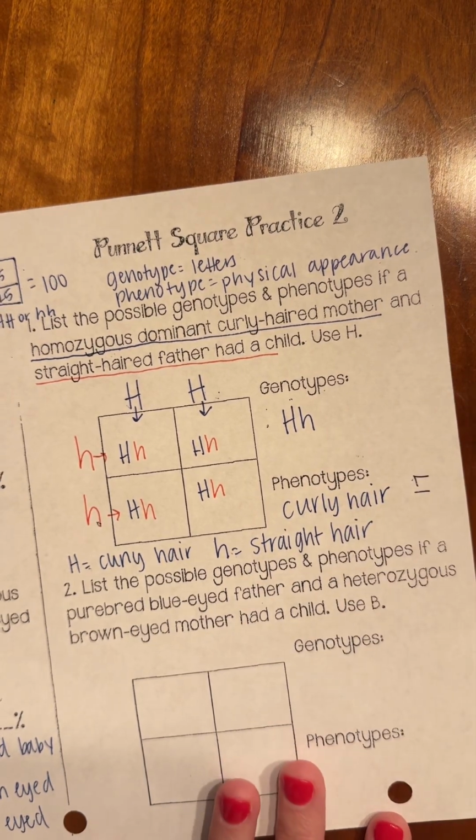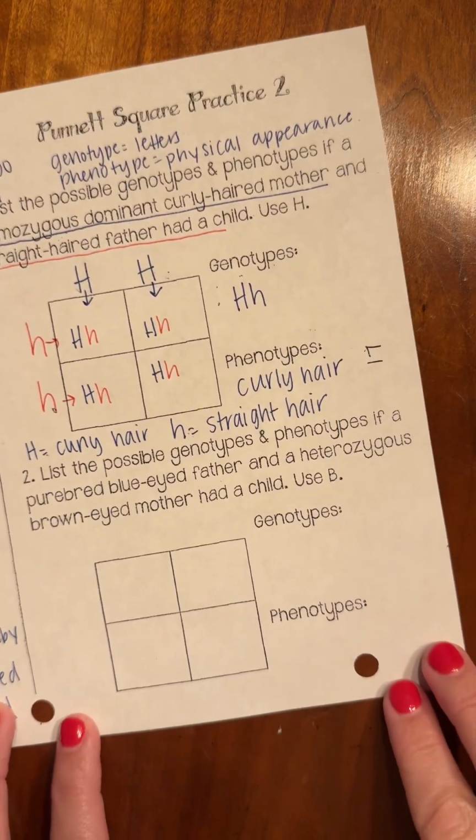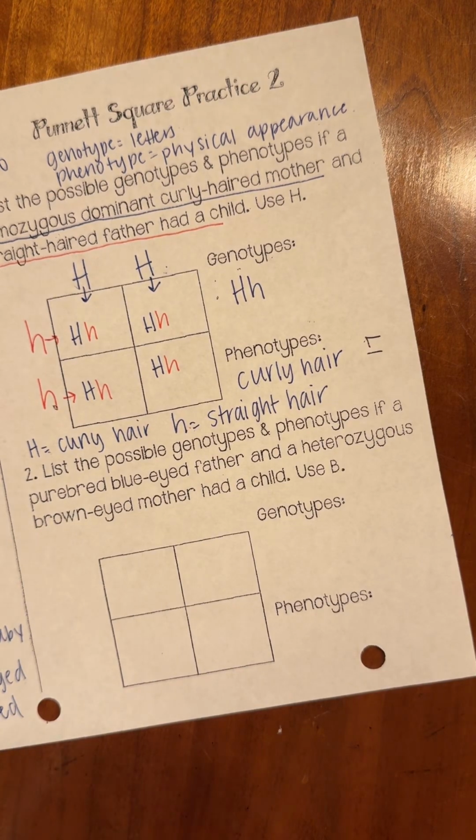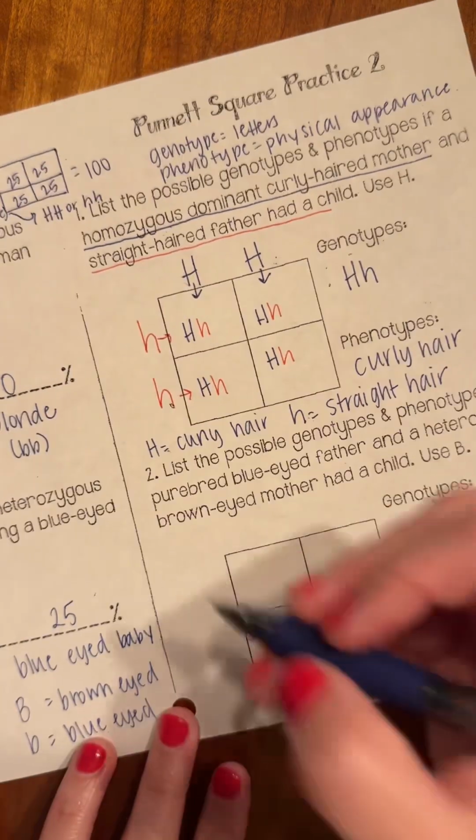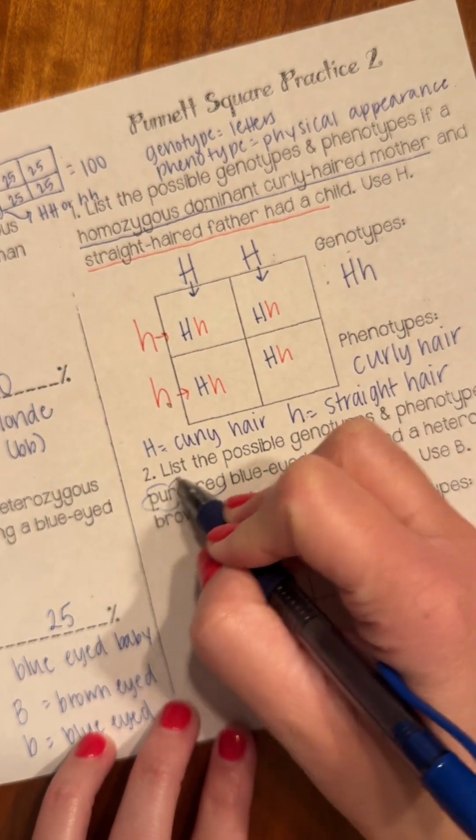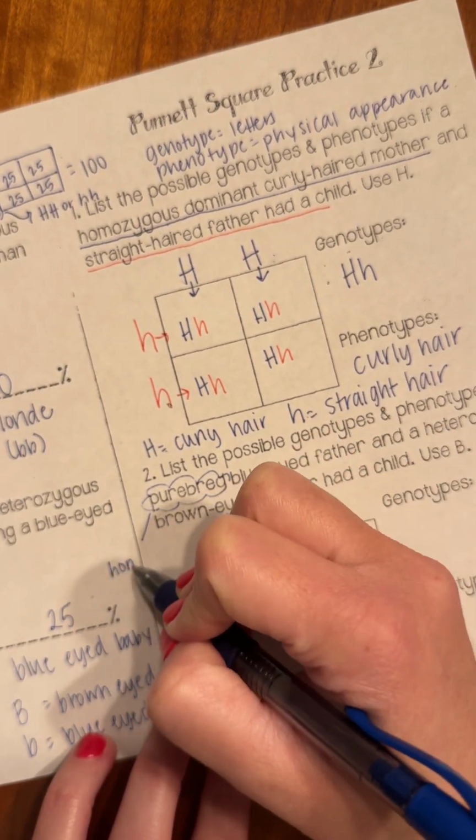Okay, so far so good? All right, we got one last one. You guys are doing great. List the possible geno and phenotypes if a purebred father. Okay, so here's the thing. Purebred is another word for homozygous, okay?